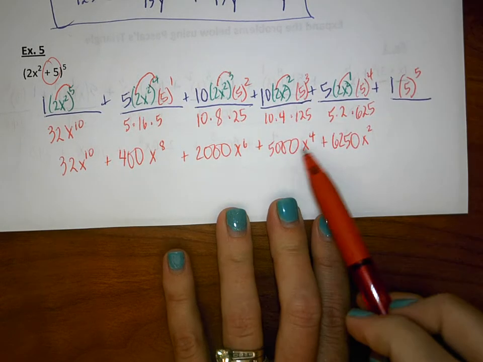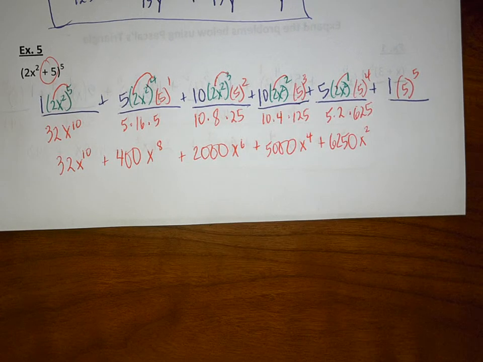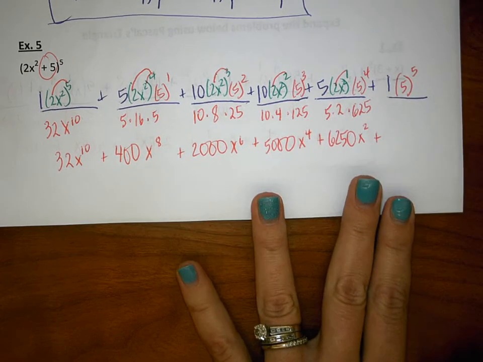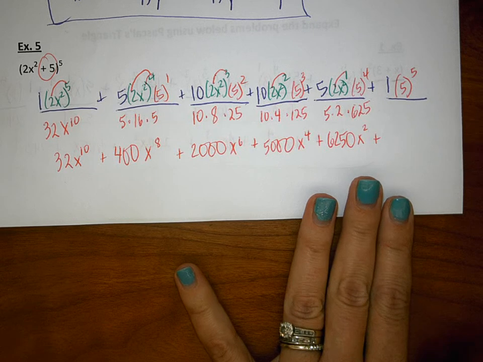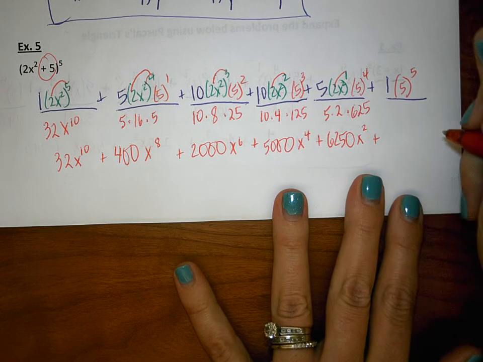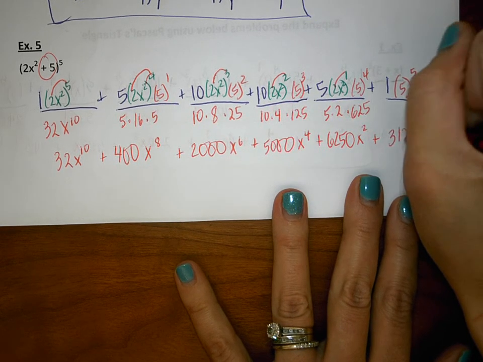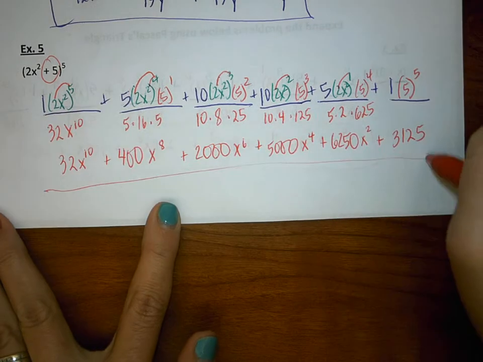And 5 to the 5th. Anybody know 5 to the 5th? 3,125. That's right. Good job, calculator. All right, 3,125. There's your answer. We are done.